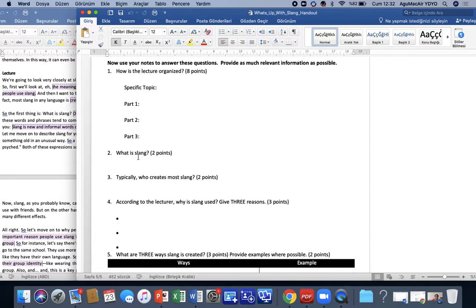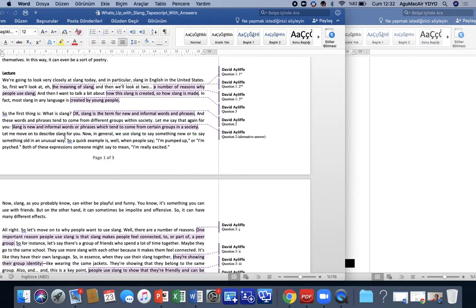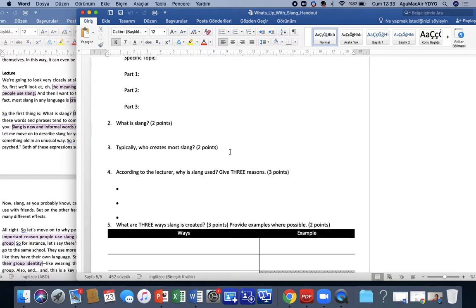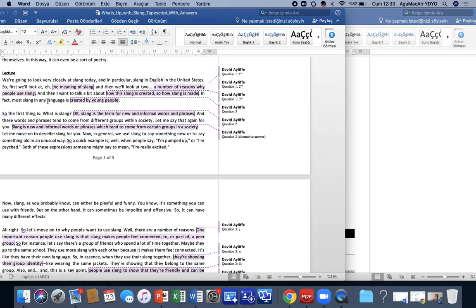And what is slang? So you need to write the definition. And as you see here, there are two definitions, so you can write one of them. Slang is a term for new or informal words and phrases, so you can write this. Or slang is new or informal words or phrases which tend to come from certain groups in a society. So two definitions are given in the lecture, and you can write one of them. Yeah. And typically, who creates most slang? I think this is an easy question. Yeah. Most slang in any language is created by young people. So the answer is by young people.